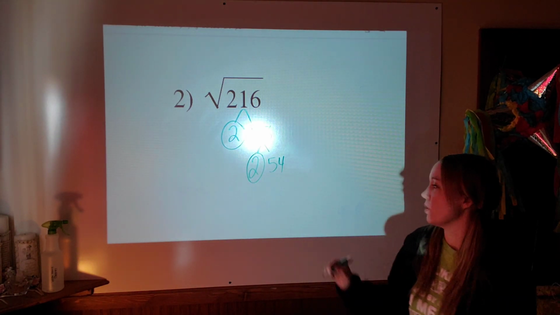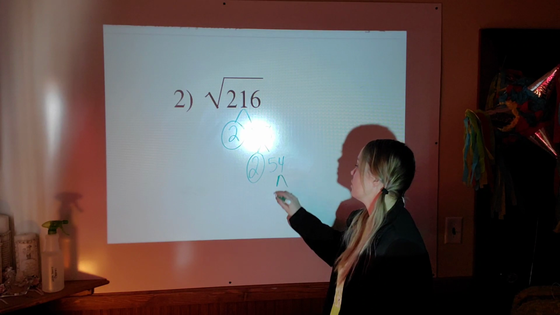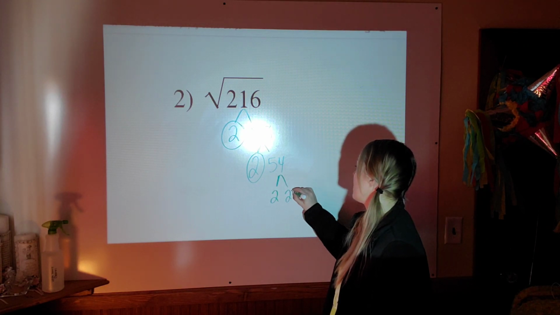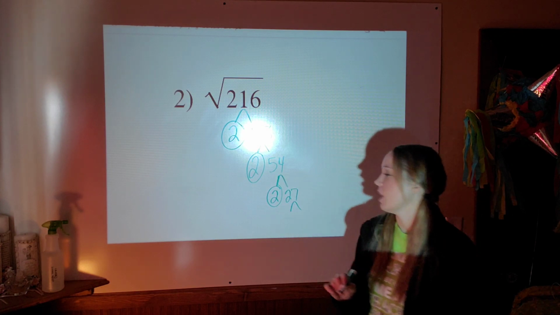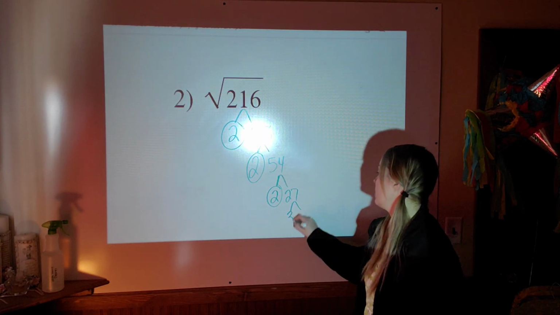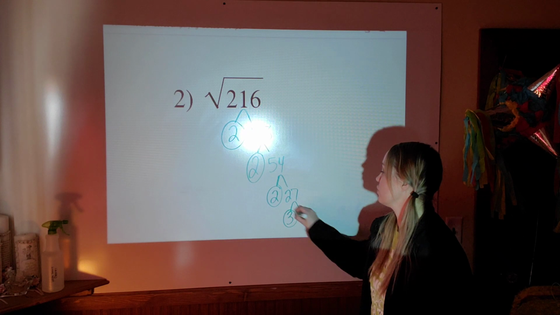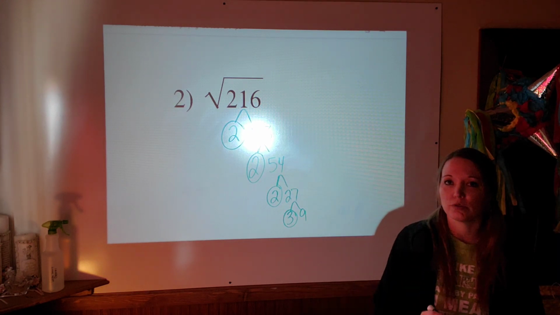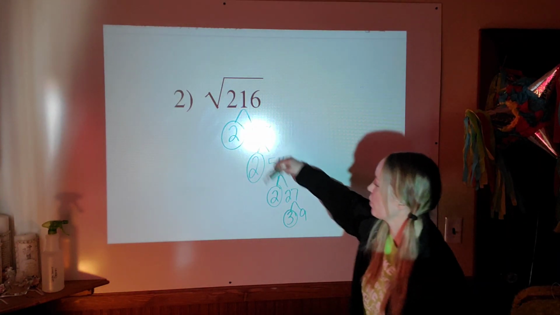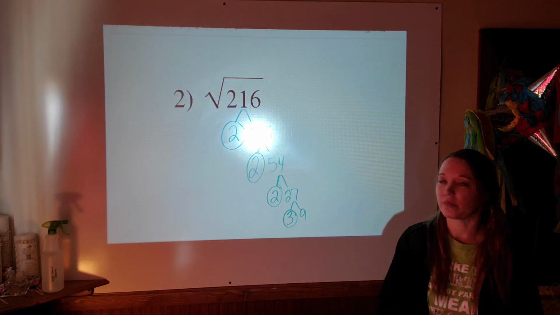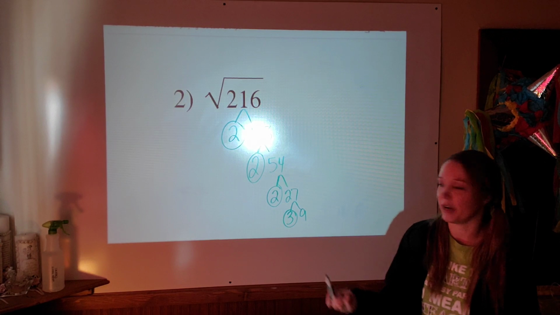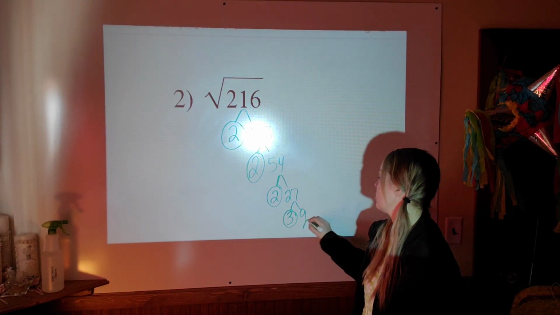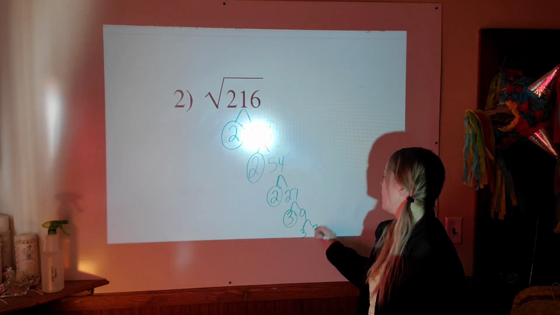And then the 54, again, it's even, so I can do 2 times 27. 27 is 3 times 9. 3 is one of those prime numbers you circle. As you notice, I'm circling all of my prime numbers as I'm writing them. All the other numbers don't get circled until they're prime, right? So once it gets down to its prime, it gets circled. 9 is 3 times 3.